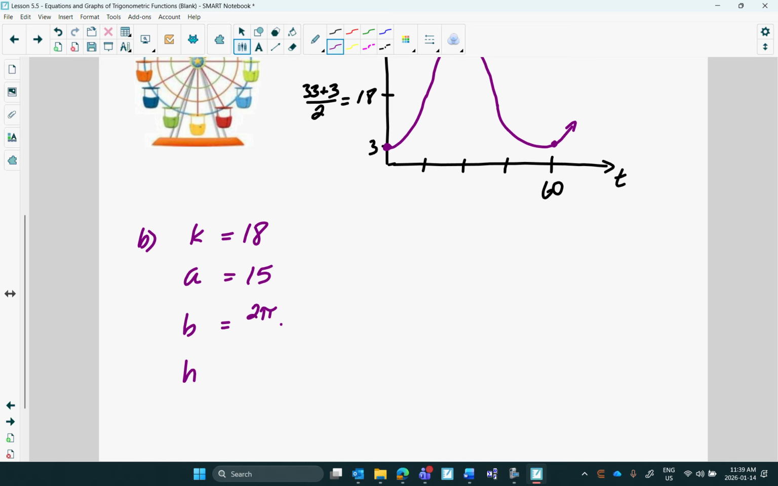To find the value of B, we do 2 pi by the period. What's the period? 60. So it's 2 pi over 60, and we want to reduce that to pi over 30. Any shift? No shift.